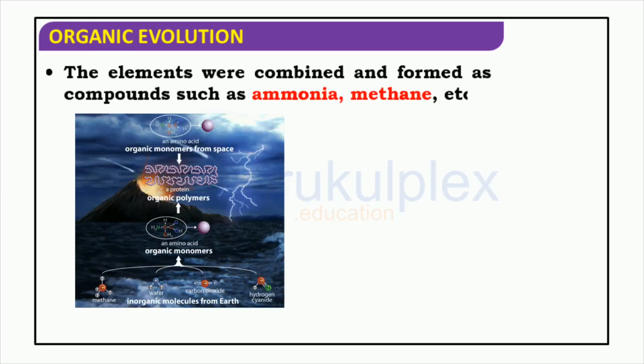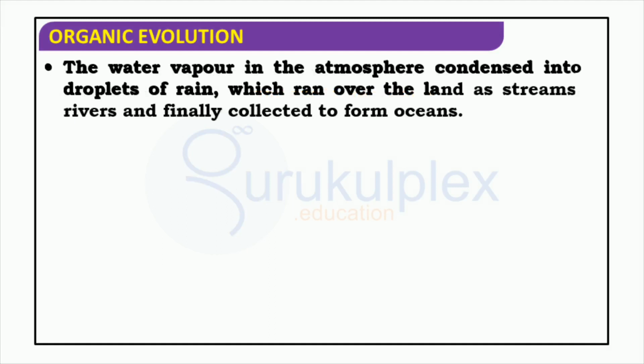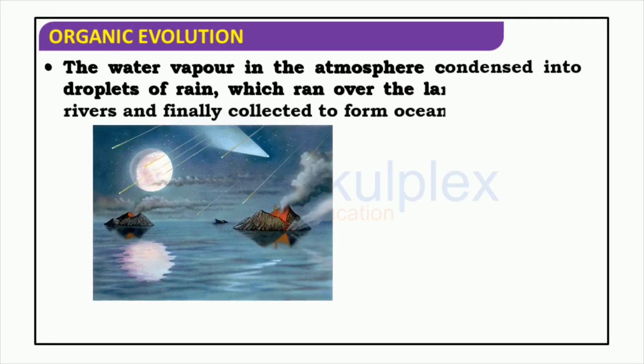The combination of elements led to the formation of a variety of compounds like ammonia, methane, and others. Water vapor in the atmosphere condensed into rain droplets which ran over the land and eventually accumulated as streams, rivers, and oceans. The mineral content of the water increased as some minerals were dissolved in it, resulting in substances like ammonia and methane being washed down from the land into the water.